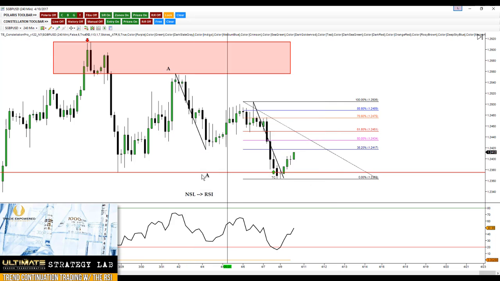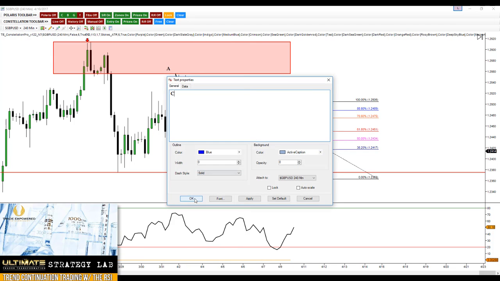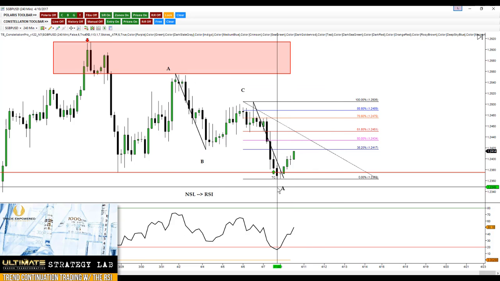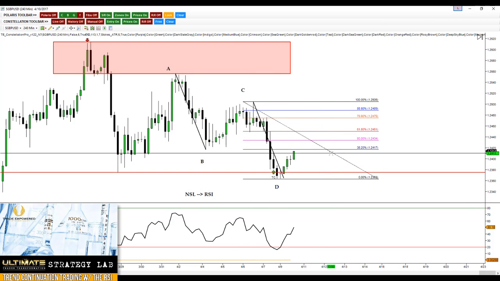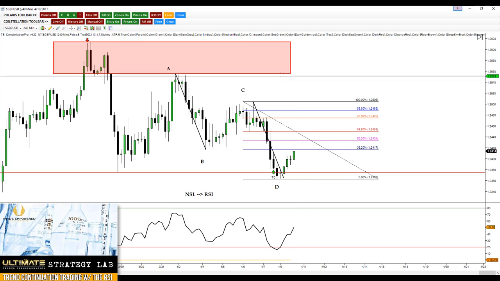So we can measure this up for you guys. A, B, C, D, right? We can see a few levels. We have our 382. We know 382 is a level if we're going to have a strong trend. That's where we can expect price action to come to first.